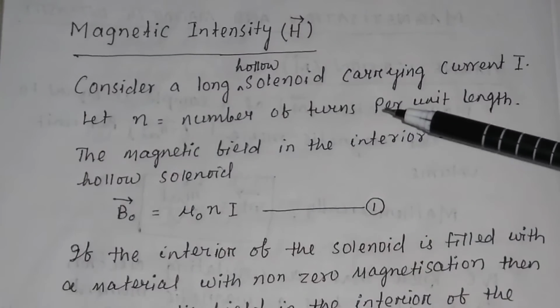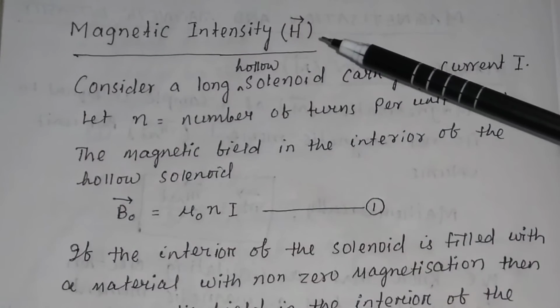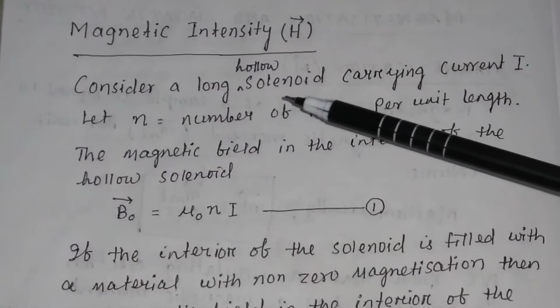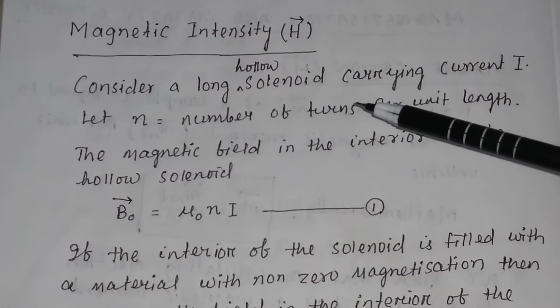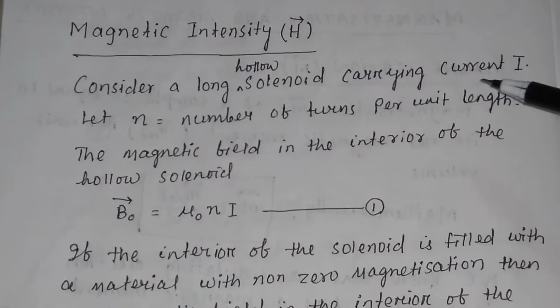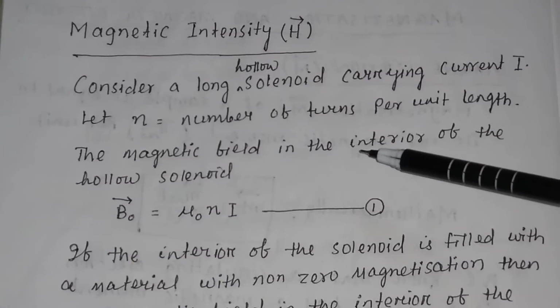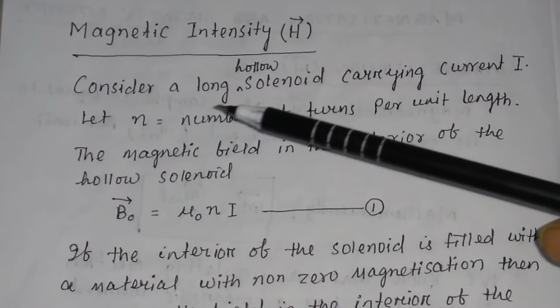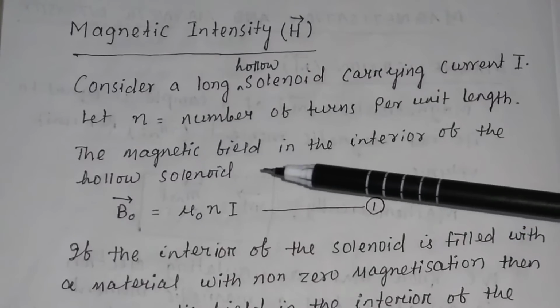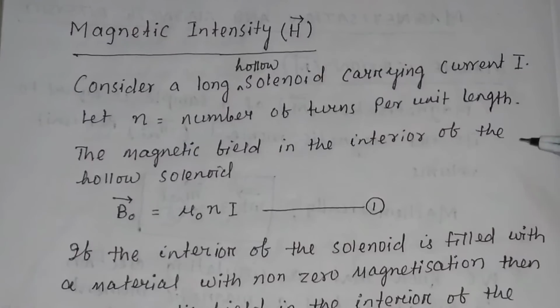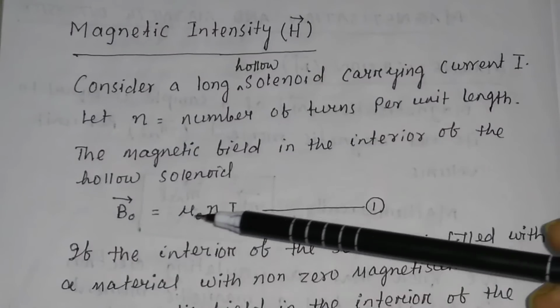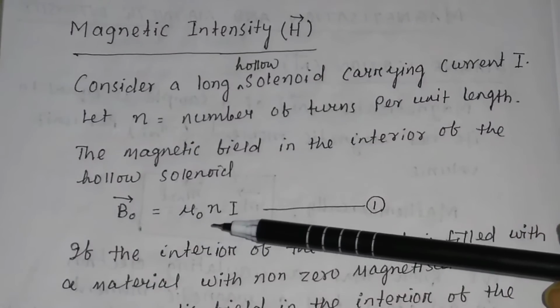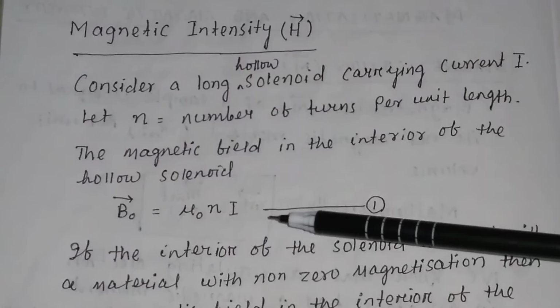Now let us discuss what is magnetic intensity H. Consider a long hollow solenoid carrying current I. Let the number of turns per unit length of the solenoid be N. The magnetic field in the interior of the hollow solenoid B0 is given by mu0 N into I.